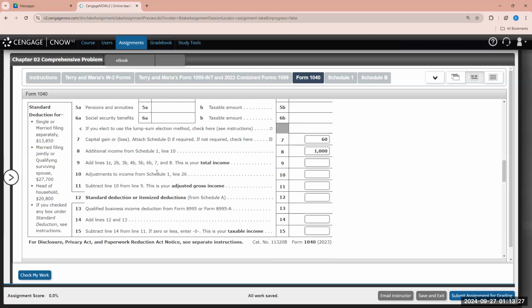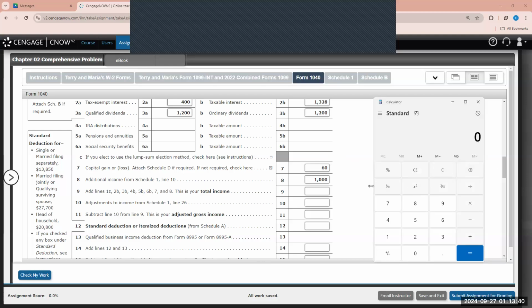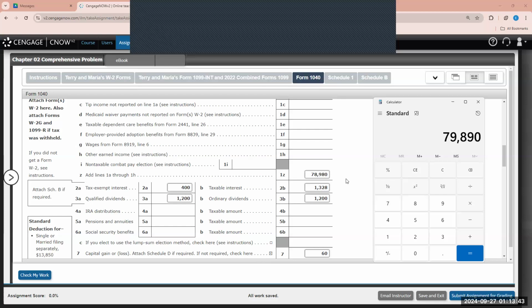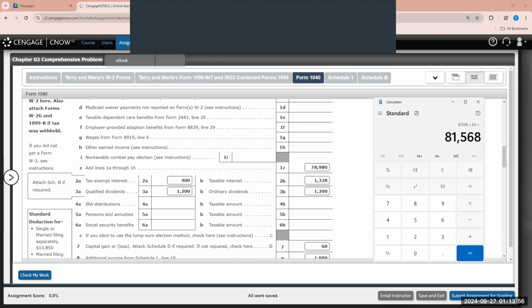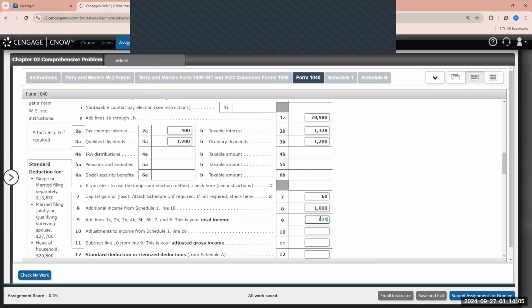All right, so now it's asking us to determine our total income. Add lines 1Z, 2B, 3B, 4B, 5B, 6B, 7, and 8. So we get our handy dandy calculator. 78,000, sorry, 980 plus 1,328 plus 1,200 plus 60, plus 1,000 gives us a total of $82,568.